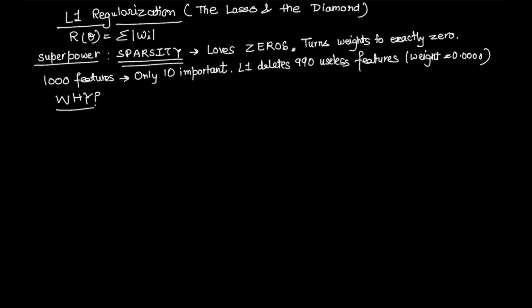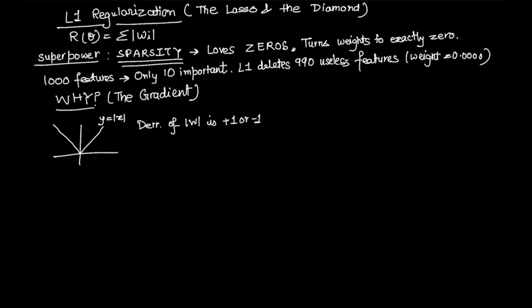To understand this, we need to look at the gradient. Think about how gradient descent works. We update the weights based on the slope, or derivative, of the loss. The derivative of the absolute value of w is either +1 or -1. It is a constant force.